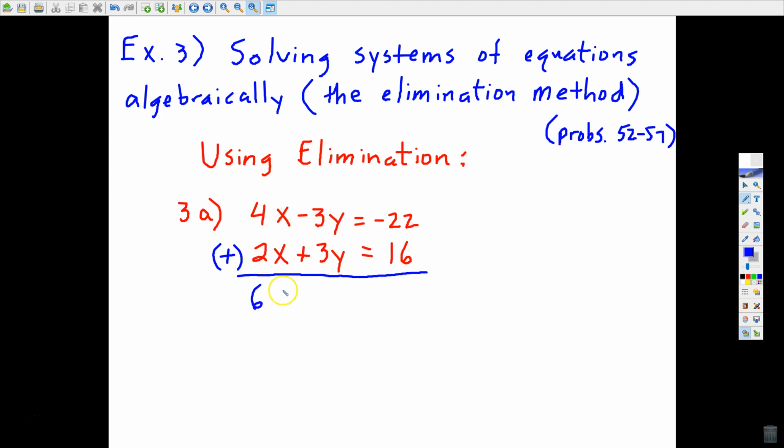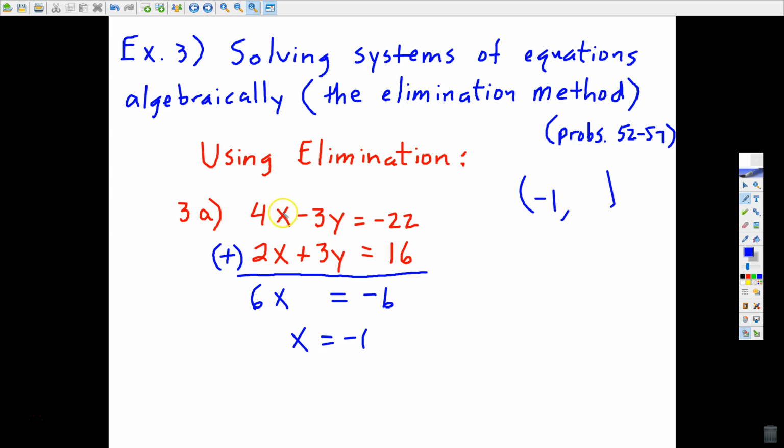I'm going to add like terms. 4 plus 2x is 6x. This cancels out. It becomes 0. And over here on the right side of the equation, I get negative 6. So my solution for x is negative 1. And now I find y just like I did before.